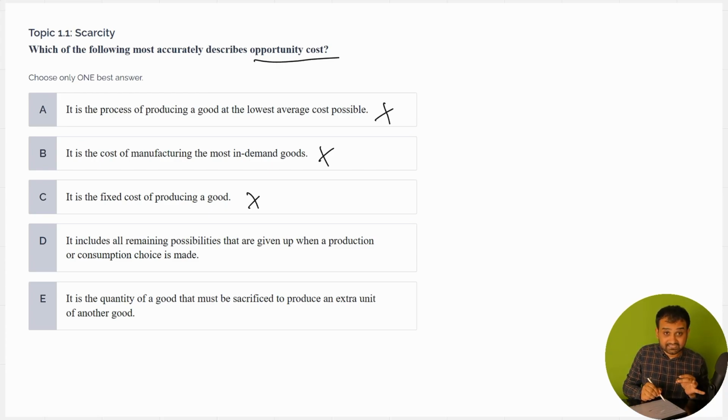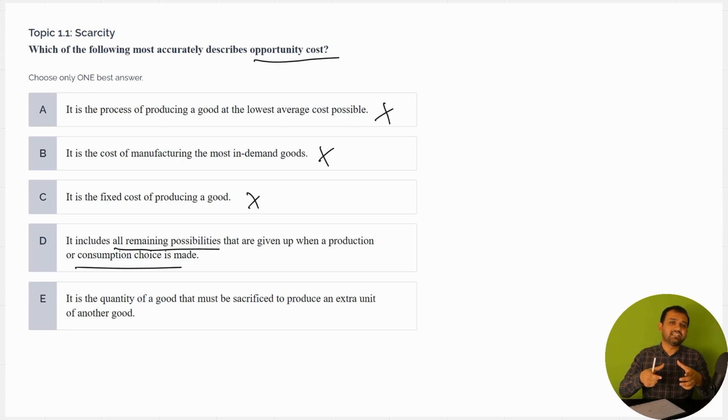Let's look at number D. This is a tricky one. It includes all remaining possibilities that are given up when a production or consumption choice is made. Well, in the context of our example, they're saying, is it watching the video on TikTok and scrolling on Facebook? Are all of these options that you give up the opportunity cost of making a choice?